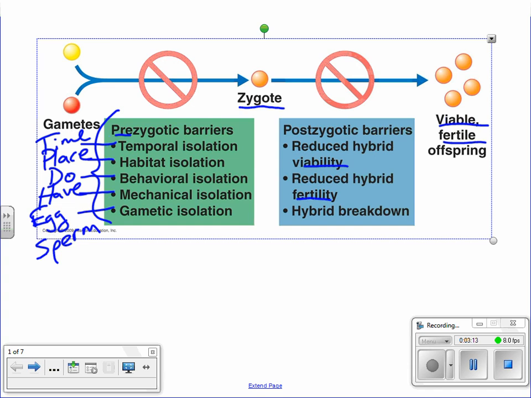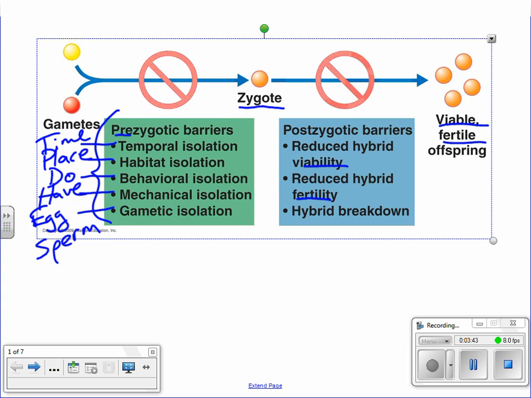Fertility, reduced hybrid fertility, deals with actually mating and being able to have your own offspring. The example we talked about in class with that were mules. That's the mating between a horse and a donkey. When a horse and a donkey mate, they create a mule, and mules can't actually mate with other mules to create more mules. That never happens. So with reduced fertility, we don't have fertile offspring.